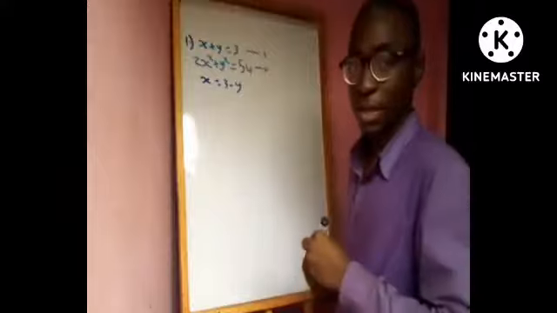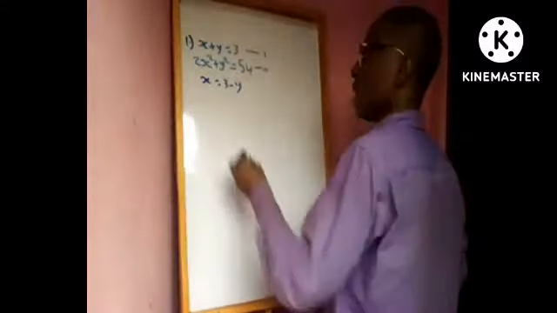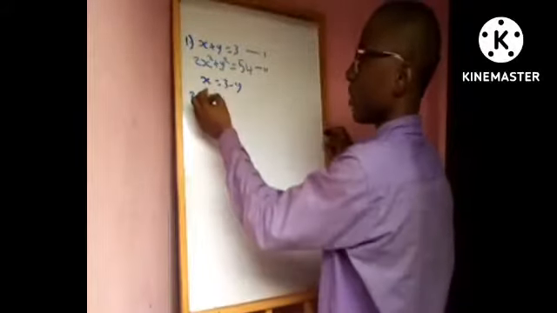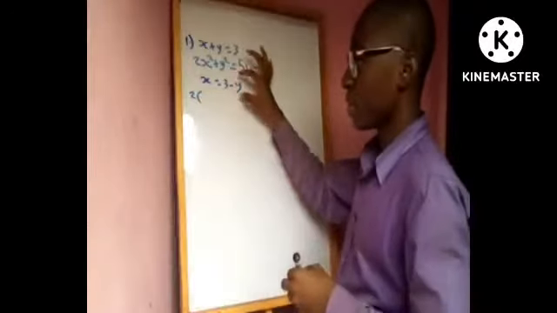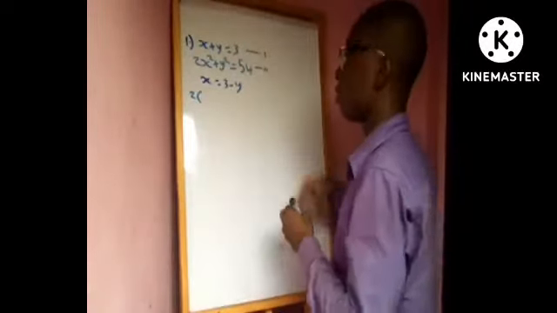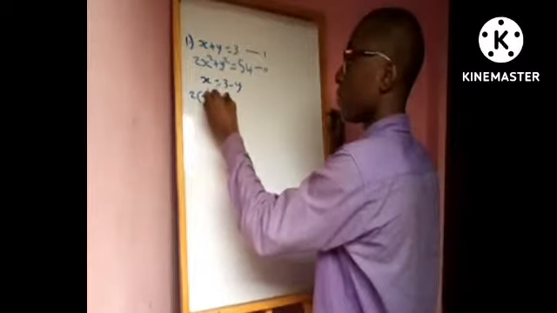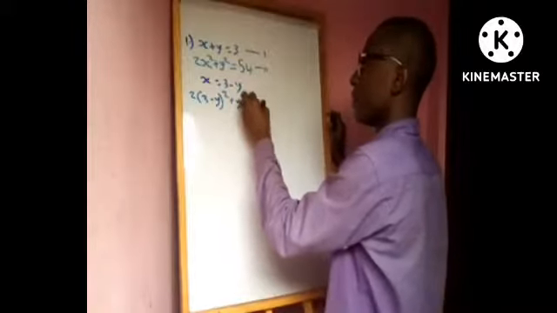When you make x the subject, you are going to substitute that value of x into the second equation. So that will be 2x. Instead of writing x, we'll put 3 minus y, because we have said x equals 3 minus y. So simply substitute the value of 3 minus y for x in equation 2, which is the quadratic equation. So 2 open brackets, 3 minus y squared, plus y squared equals 54.